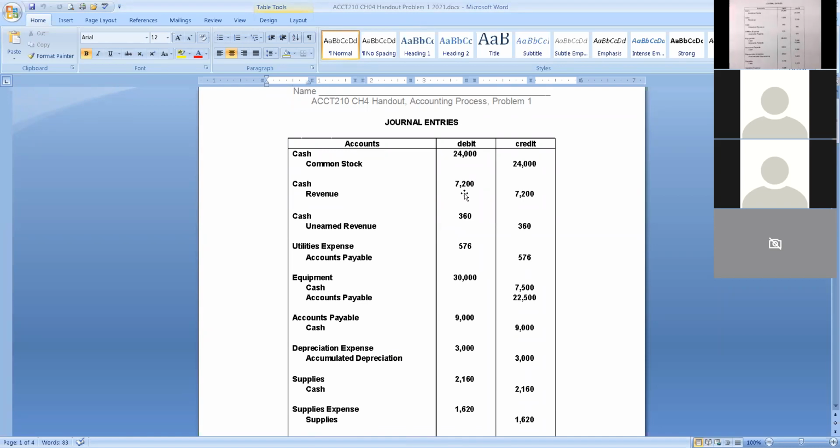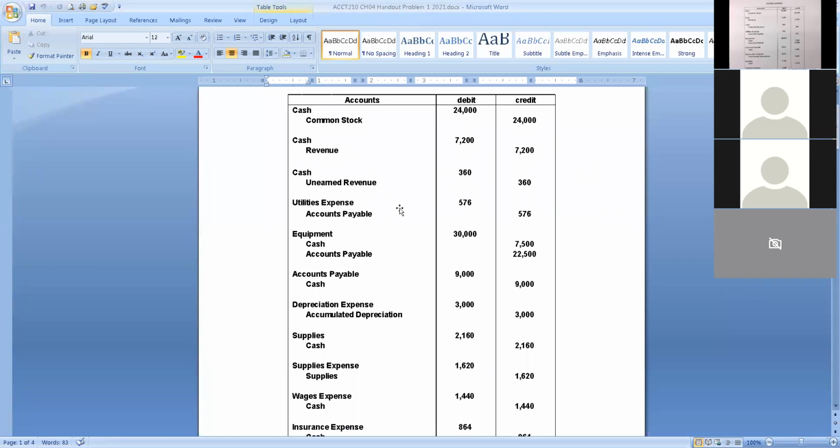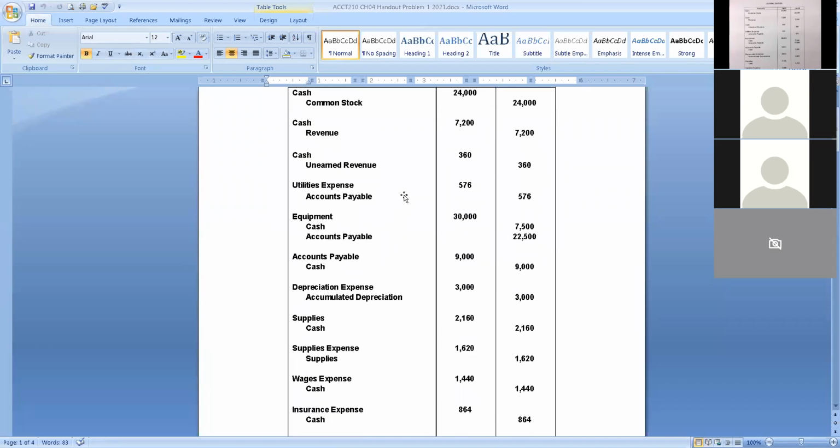If you want to do a split screen, you can have both of these up. So these are the journal entries. And they've already been made, so we don't have to make the journal entries. They've already been made for us.